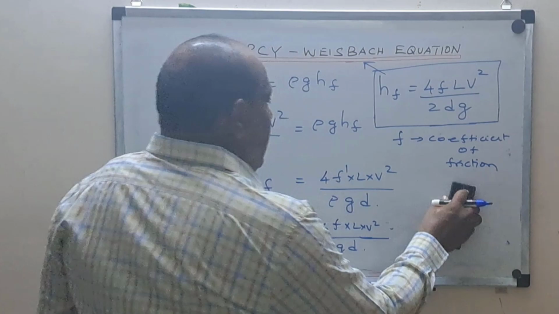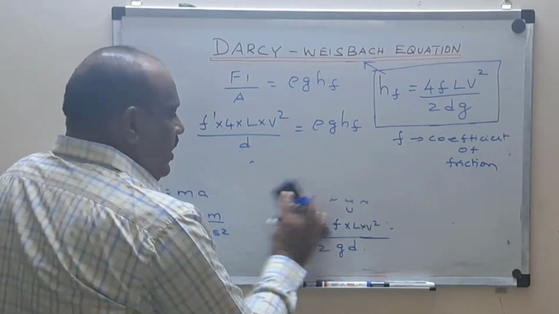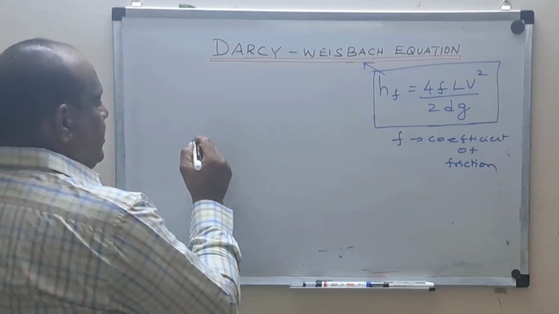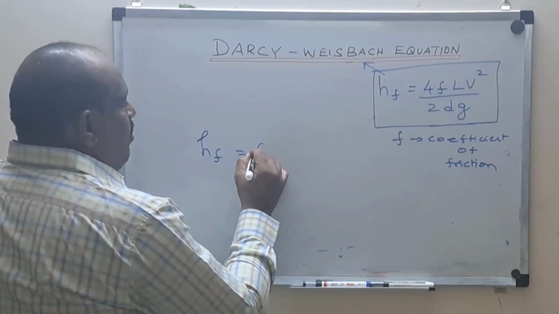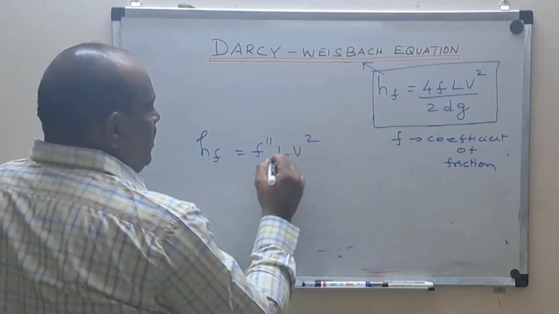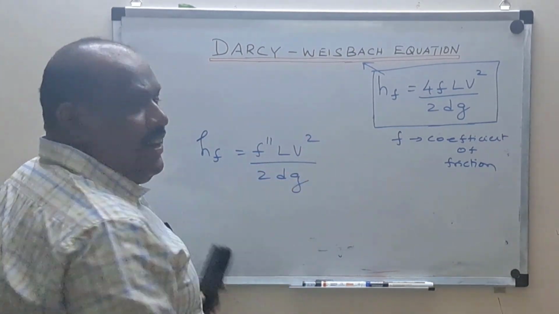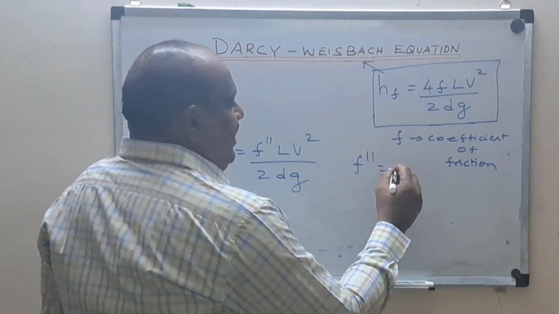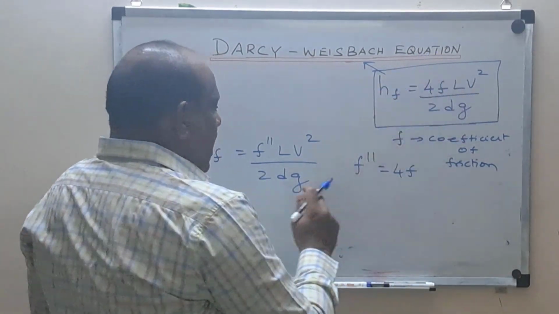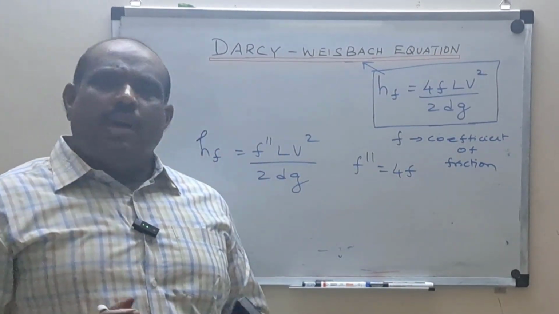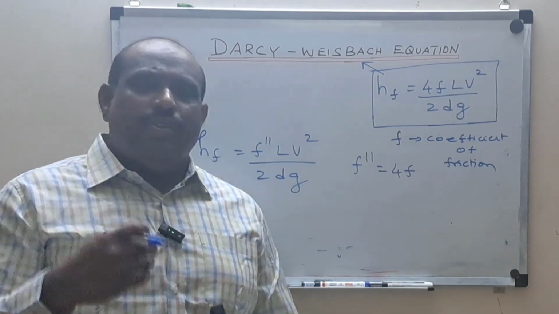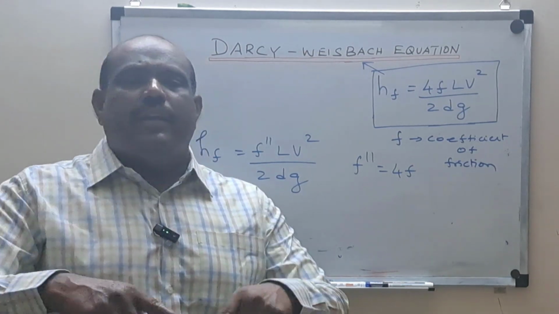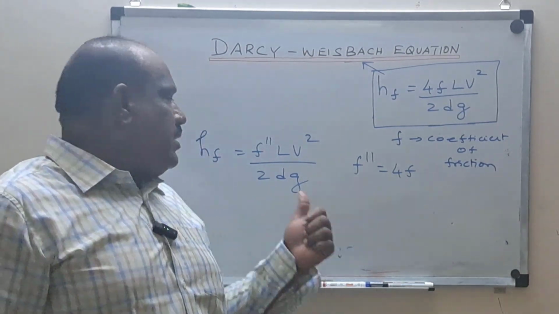In some other cases, I hope you are able to understand this, very simple only. In some other cases, they will even write this as hf equal to f double dash L V squared by 2dg. Now can anyone tell what f double dash is? Okay, f double dash is nothing but, you are right, 4f. Instead of this 4f, I am going to put f double dash. Sir, how do you put f double dash? I am simply putting it because 4 is also a constant, f is also a constant. I am naming one constant in terms of another constant.